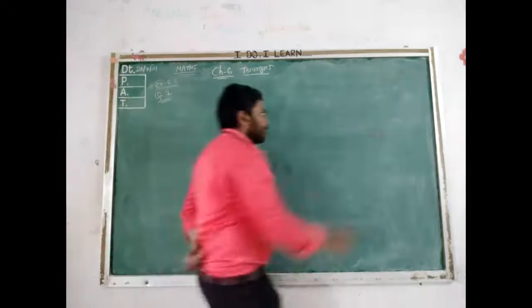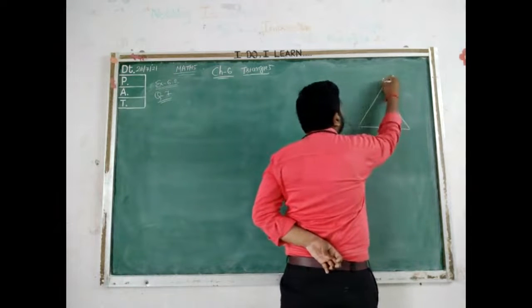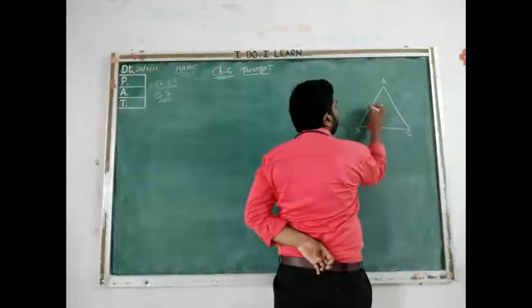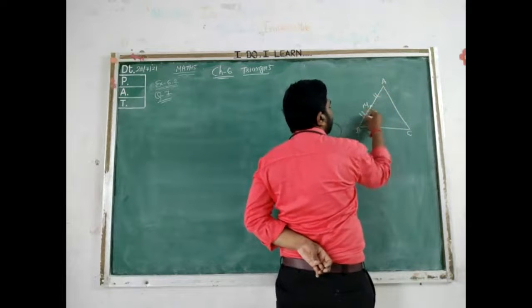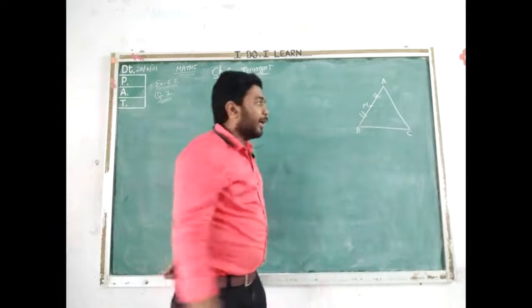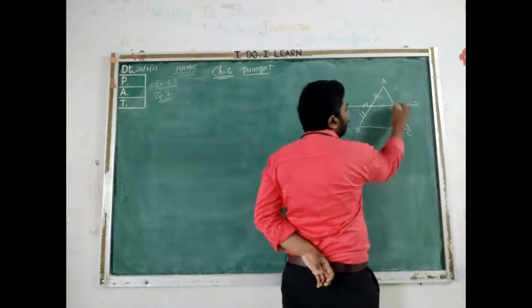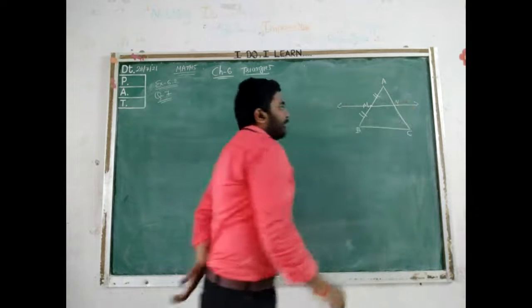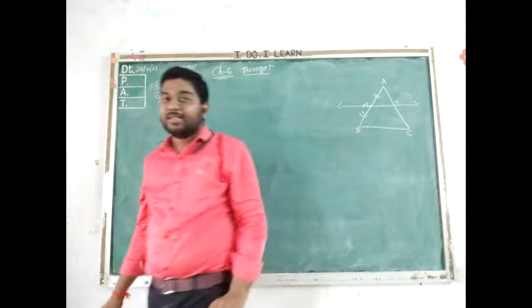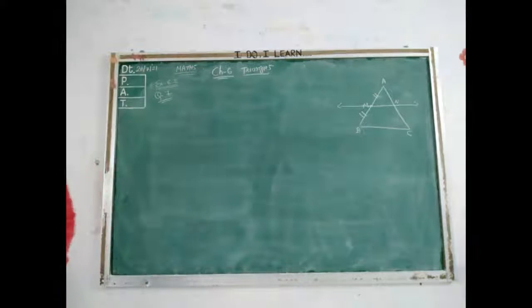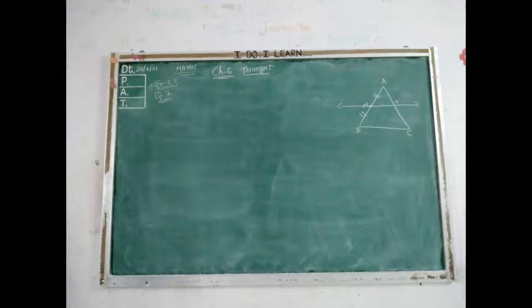So let's do this. Here, one triangle is given, ABC, and I have to take one midpoint. So M, I am taking a midpoint, so that this side would be divided into equal parts. And from M, I am drawing a line parallel to BC, which intersects AC at point N. And we have to prove that AN is equal to NC, or we can write N is the midpoint of AC. Again, I am just reading the question and explaining this.